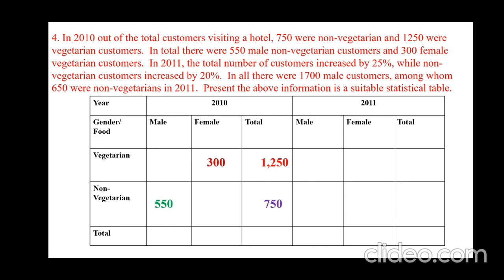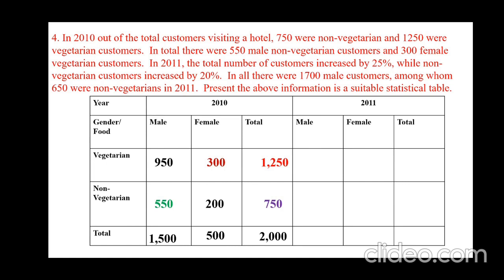Based on that, the remaining values you can find out. Look at that. We got total 1250 plus 750. Then 1250 minus 300, and here I will get 500. See that, 1500, add it, then you can get this value. Then 500 minus 300 you will get. So we have found the completed 2010.